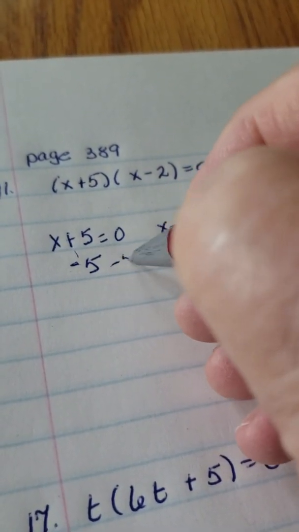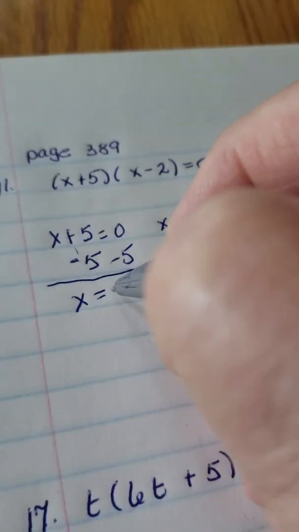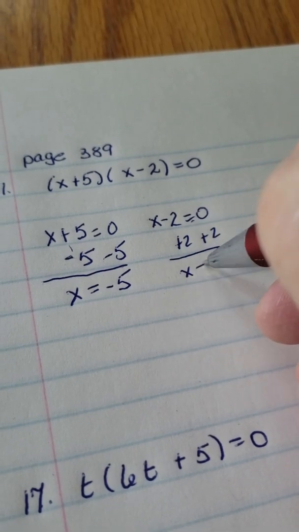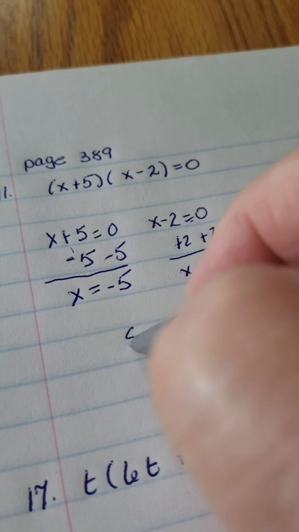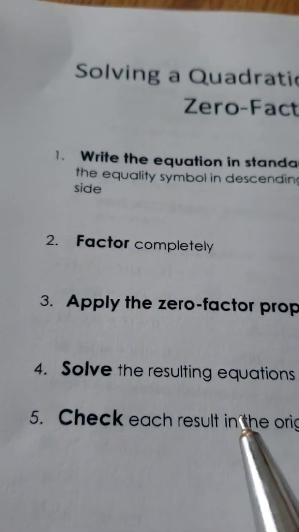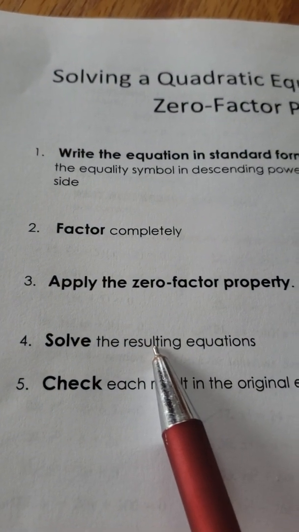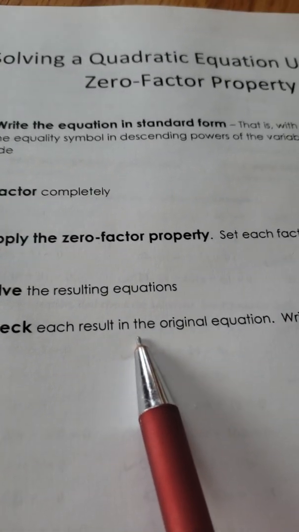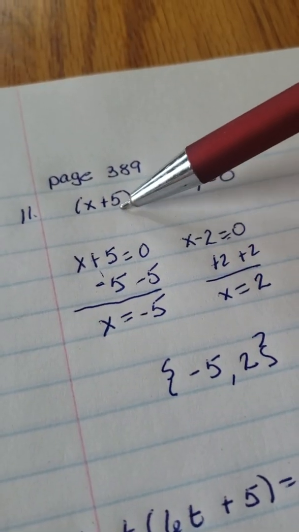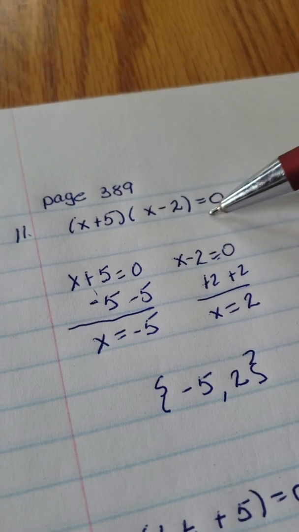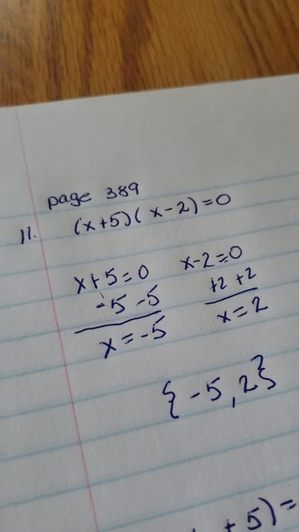So I'm subtracting 5 from both sides on this one, and I'm adding 2 to both sides on this one. So my solution set is -5 and +2. Now, number 4 on our handout says we should solve the resulting equation, which we did. And then it says to check the result in the original. That means let x be -5 and make sure that the product would be 0, and let x be 2 and make sure that the product would be 0, which is true in this case.